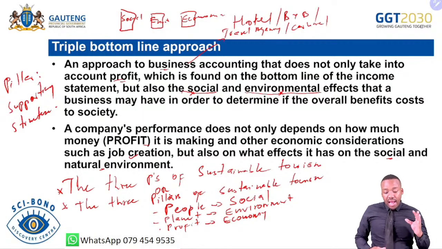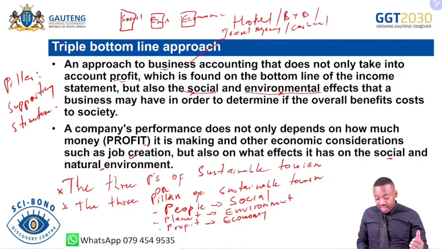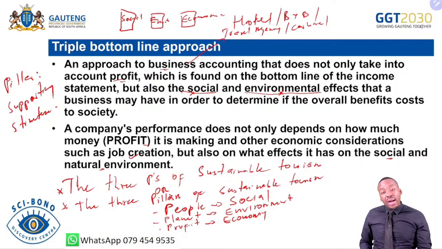And we said a company's performance does not only depend on how much profit it is making, but it should also consider not only economic benefit, but also the effects that the business has on the social and the natural environment. Right? Are you listening?